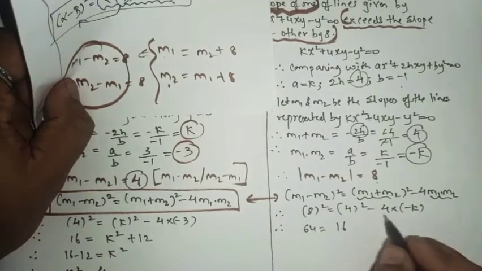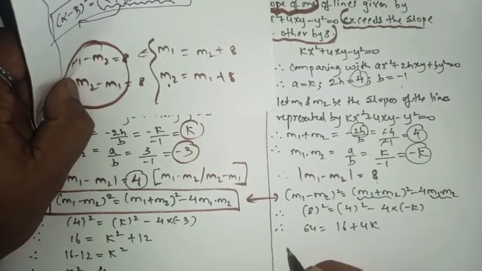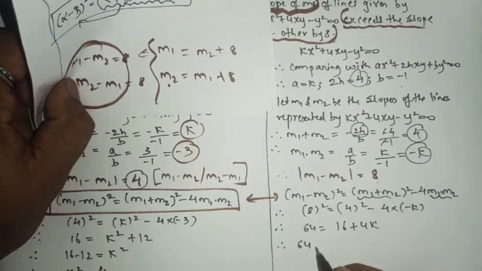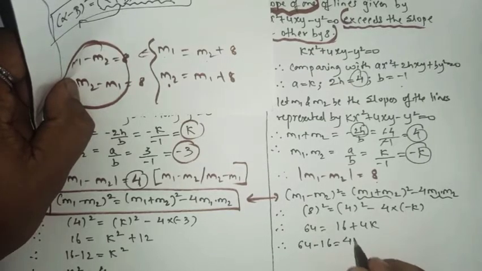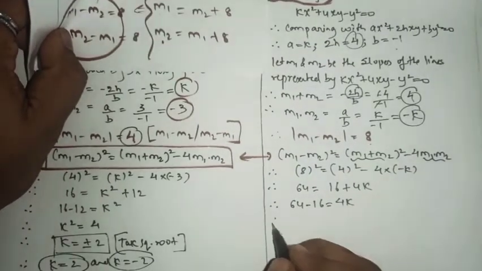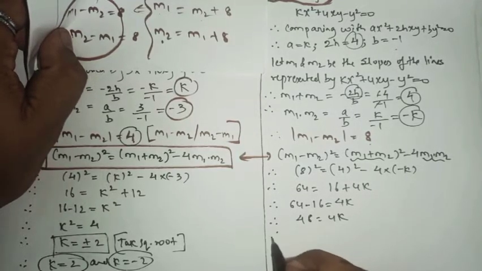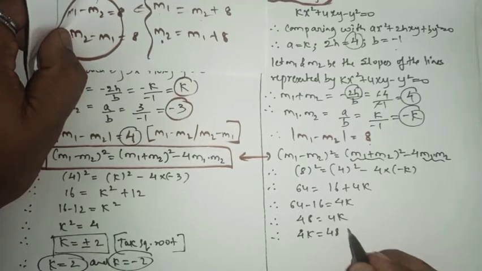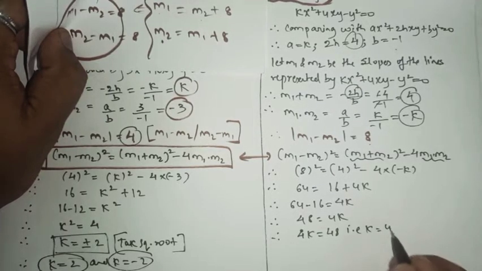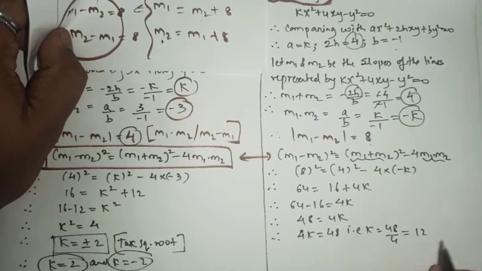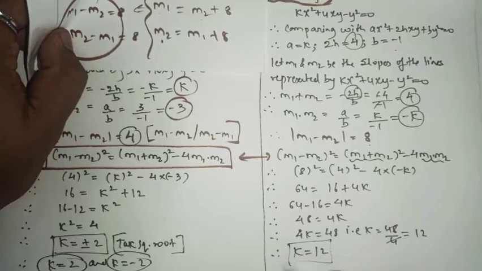4 square 16, that is 4k. Yes or no? So 64 minus 16 equals 4k. So 64 minus 16 is 48, equals 4k. So we can say 4k equals 48, that is k equals 48 by 4, which equals 12. So the value of k is 12.